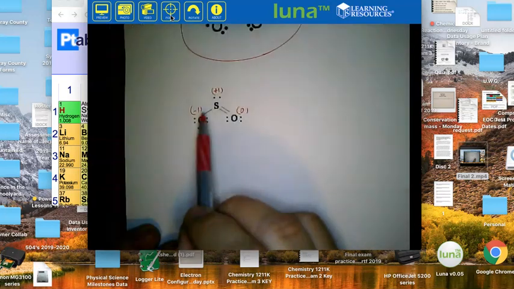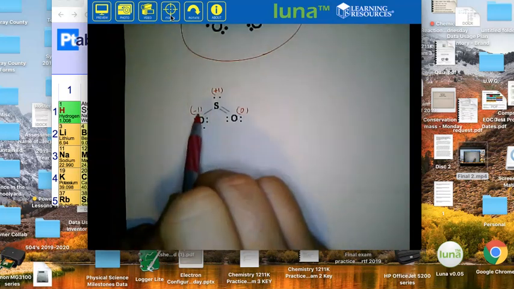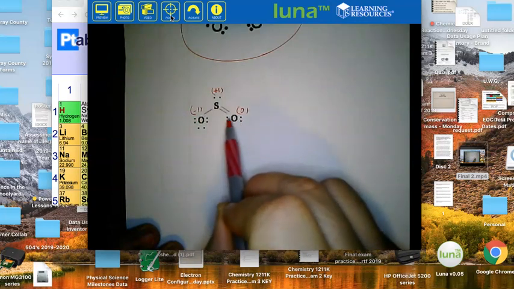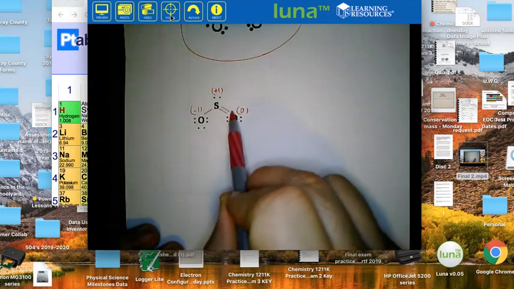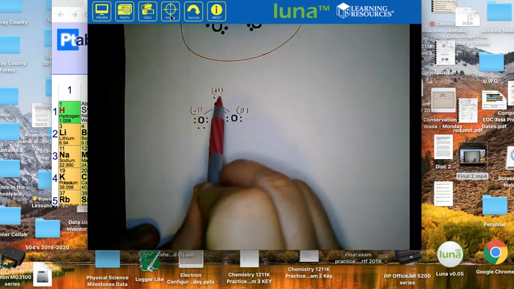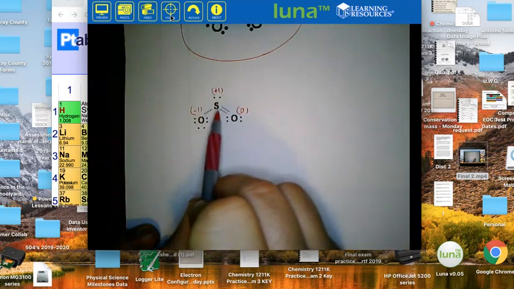For the second structure here, I have 1, 2, 3, 4, 5, 6, 7, so I have a -1 formal charge on my oxygen. Here I have 6, 1, 2, 3, 4, 5, 6, so it has 0. Sulfur has 6 valence electrons. 1, 2, 3, 4, 5 is only represented there, so it's +1.